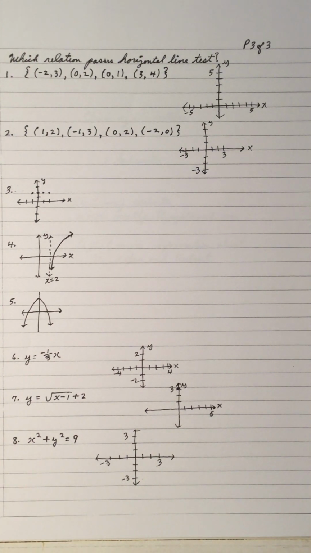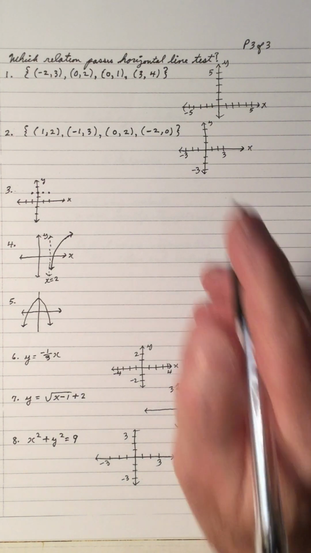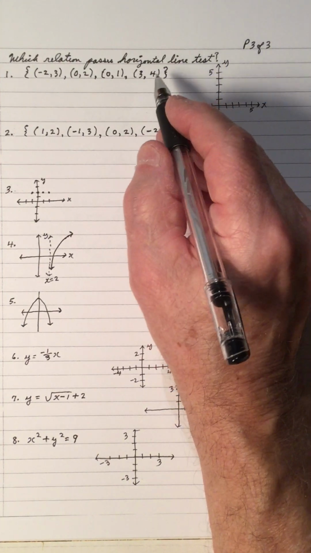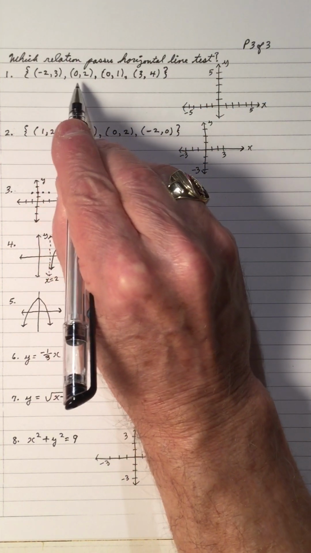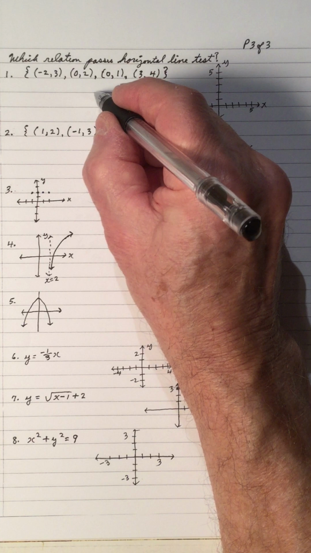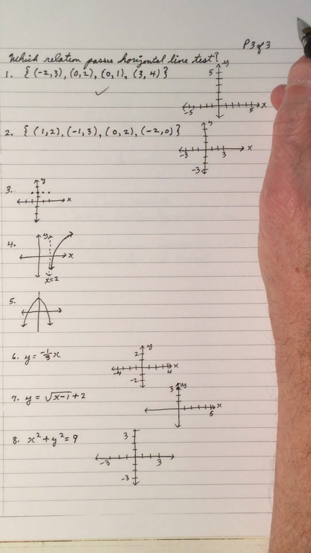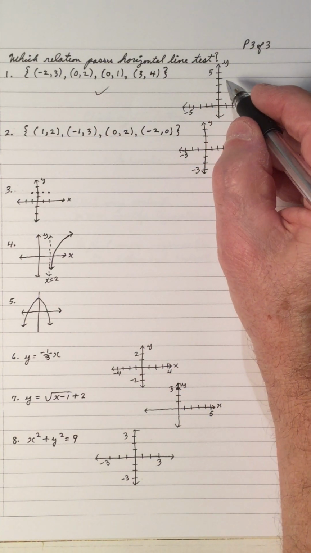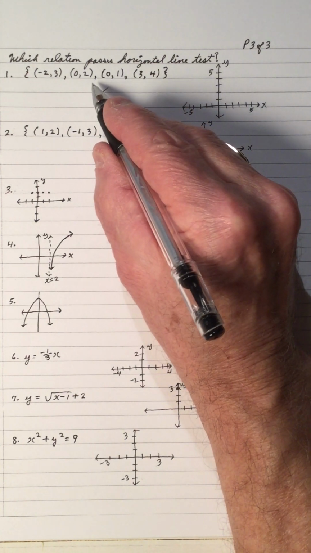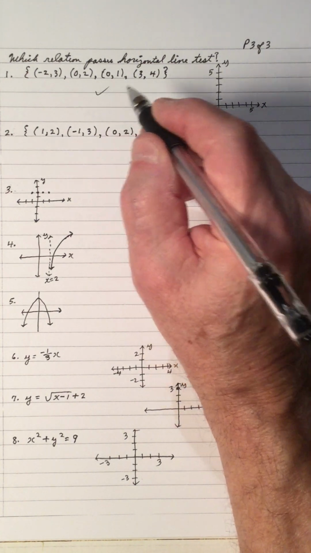Which relation passes the horizontal line test? Well, let's have a look. So is y repeating? Y is 3, 2, 1, 4. So the answer is yes, it passes the horizontal line test. There's no y repeating, so therefore it passes.